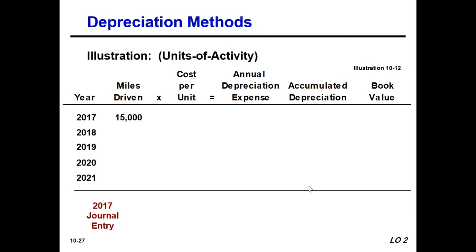Now let's say this is given. What are the miles driven in the first year? In 2017, 15,000. So cost per unit we already calculated, which is 0.12. Annual depreciation, multiply this, you get 1,800. Total depreciation same. Book value is cost, which is 13,000, minus accumulated depreciation, 11,200. Is it clear? The first row here, entries are clear.